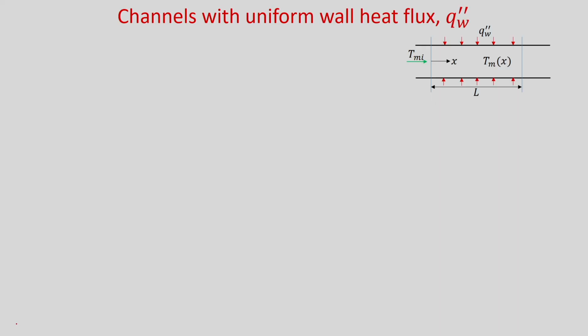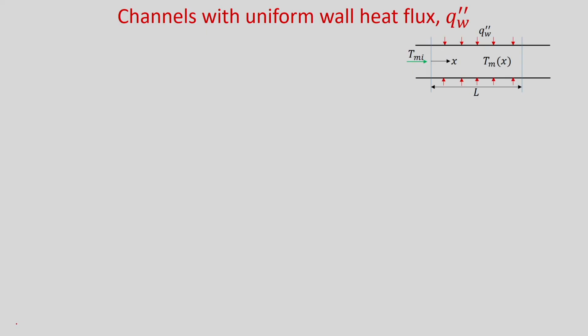Hello everyone. So, in today's lecture we will consider different thermal boundary conditions and we will try to find the mean temperature variation as well as, for different boundary conditions, we will find either the variation of heat flux or variation of temperature on the walls. First we will consider channels with uniform heat flux.